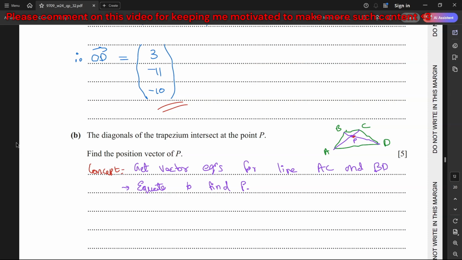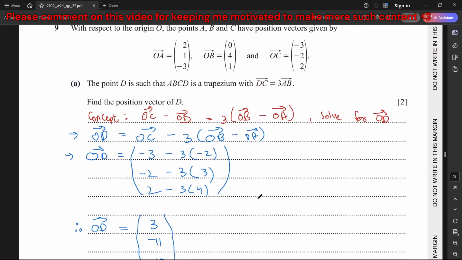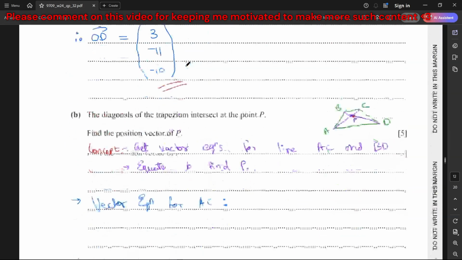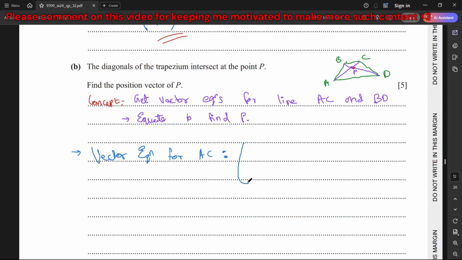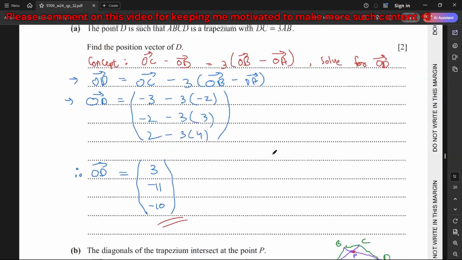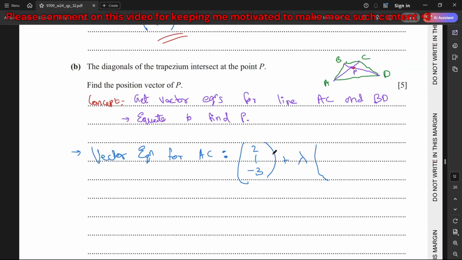So first of all, you need to find the vector equation of the line. So my first thing that I need to do over here would be, what is the vector equation for the line AC? So I just need either of the points OA or OC. I'll use the one that is easier for me to carry forward with. So 2 1 minus 3 is what I'm going to take. 2 1 negative 3 plus lambda times the AC vector. So what is my AC vector? AC will be the direction vector, right?